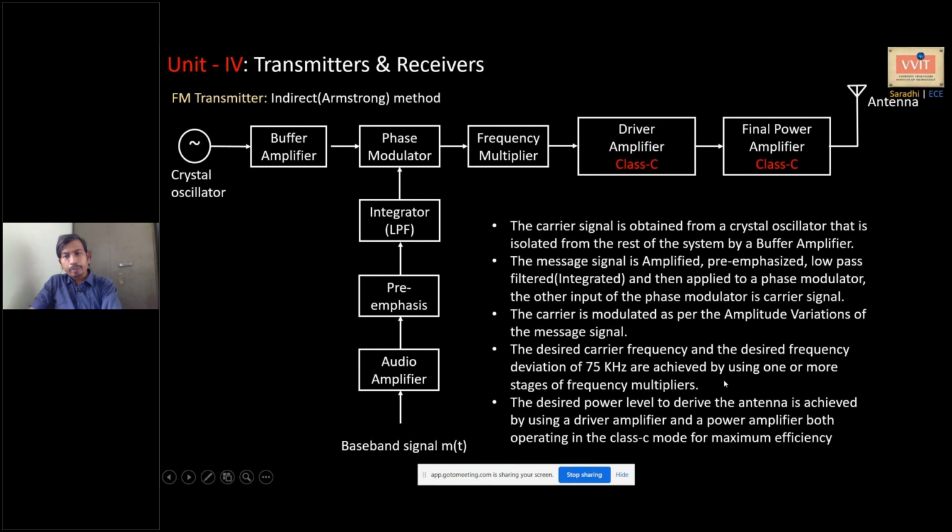And then the desired power levels are obtained by this series of power amplifiers, and then finally it will be fed to the antenna, which will be transmitted. So this is called the Armstrong method, okay. We will discuss what the requirement of this pre-emphasis is and all those things a little later.